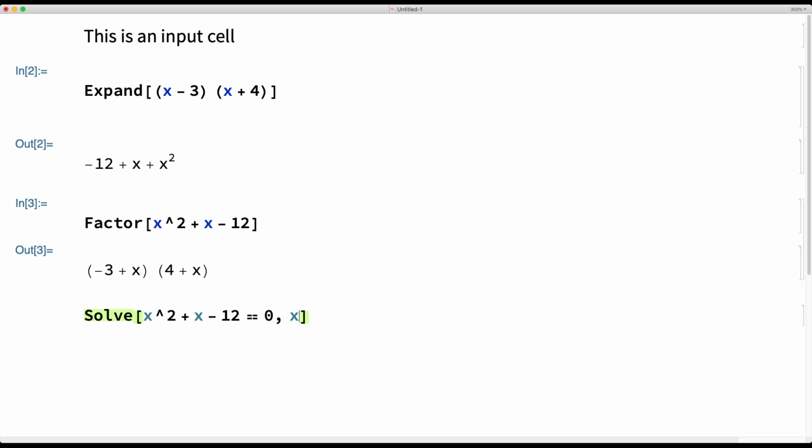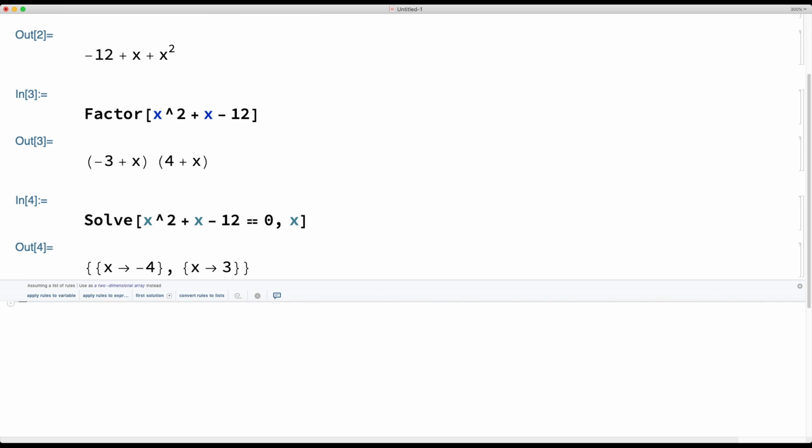In this case, there's only one variable, so big shock, I'm going to solve for x. But if I had a big formula that had lots of different letters in it, and I wanted it to solve for t in terms of all the others, then I would say solve equation, comma, t, or whatever letter. If I run that, it's going to give me the two answers, x is 3 and x is minus 4. Okay, great. So good so far?